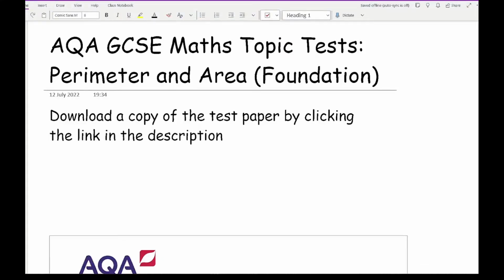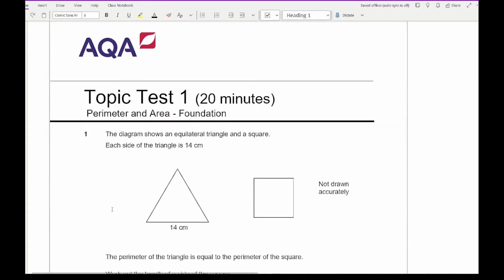Now before we get started, it's worth mentioning that there is no indication about whether these questions are non-calculator or calculator specific, as perimeter and area can appear on both the calculator and the non-calculator paper. So we'll just plan for the worst case scenario and assume that all the questions are non-calculator. So let's get started on question 1.